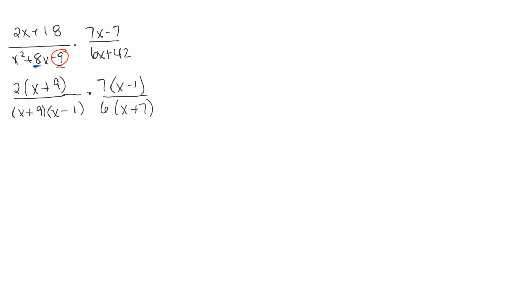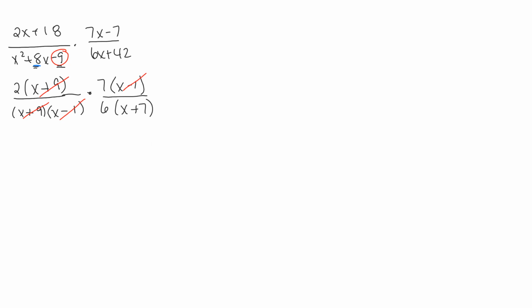All right, so now we want to look for any common factors in the numerator and the denominator. So the first thing I notice is an x plus 9. I have one in the numerator, one in the denominator. So that factor of x plus 9 cancels. I also notice that I have an x minus 1. I have one in the numerator, one in the denominator. The factor x minus 1 also cancels.